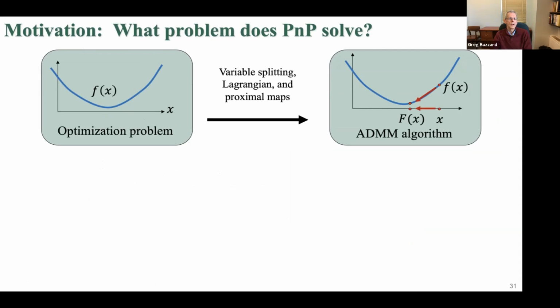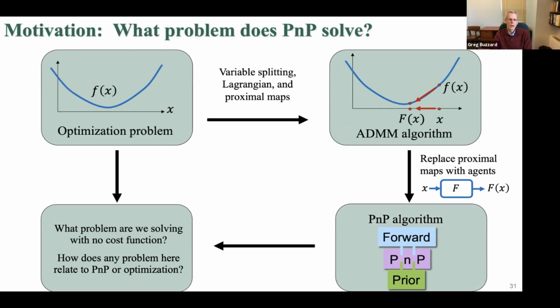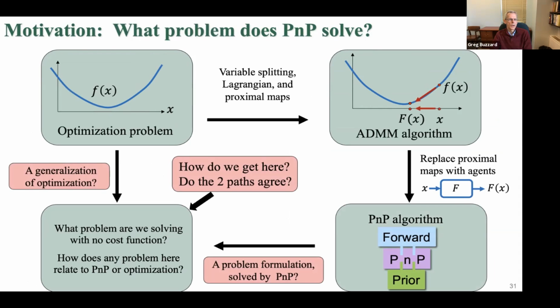Okay, so the question then is, what happens when we start with this algorithm for function minimization, we replace some of the proximal maps with agents, and we get this new algorithm. But this ADMM algorithm over here was solving this problem. So what problem is this thing solving, if we don't have cost functions anymore? And how does any problem here relate either back up here or over here? Can we find some problem that generalizes optimization and that is solved by plug and play? Can we get this diagram to commute?